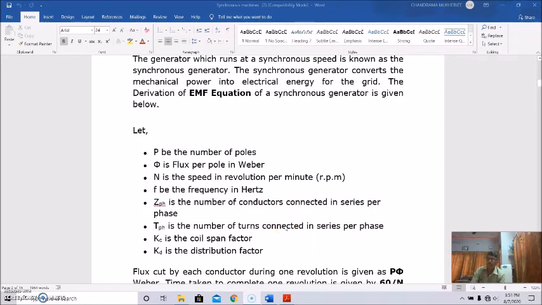Let P be the number of poles of the synchronous generator, phi the flux per pole in Weber, and N the speed in revolutions per minute, that is RPM. F is the supply frequency in Hertz, Z phase is the number of conductors connected in series per phase, T phase is the number of turns connected in series per phase, Kc is the coil span factor, and Kd is the distribution factor.